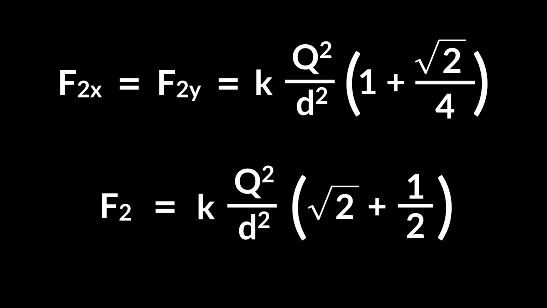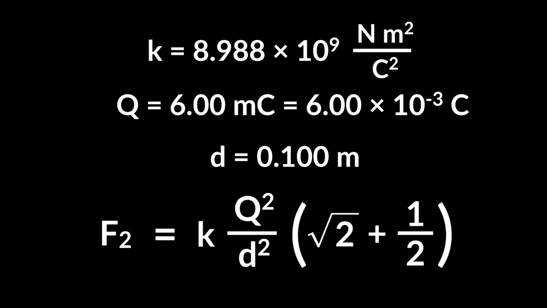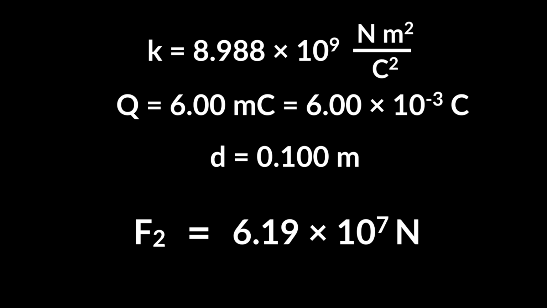This is the last step. All we do is plug in the values for k, q, and d, which are 8.988 times 10 to the 9th, 6 millicoulombs, or 6.0 times 10 to the minus 3 coulombs, and 0.1 meters. And when we substitute those into the equation, our final answer is 6.19 times 10 to the 7 newtons.